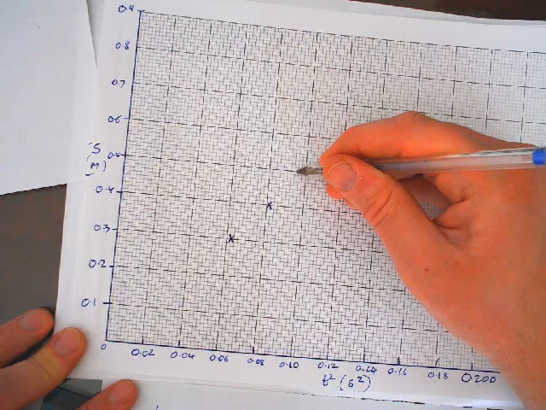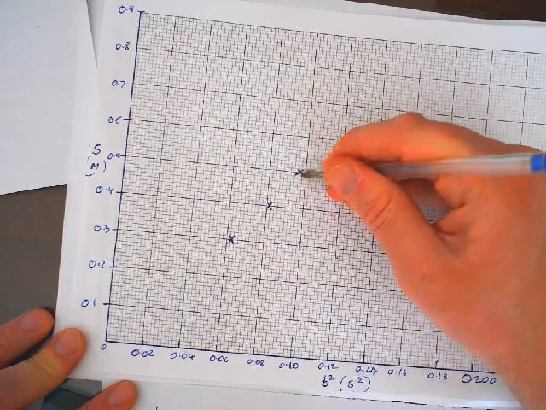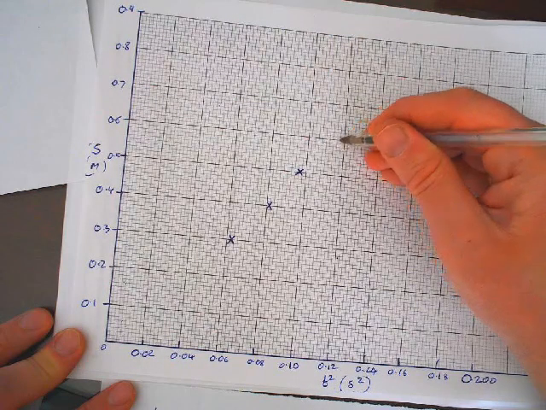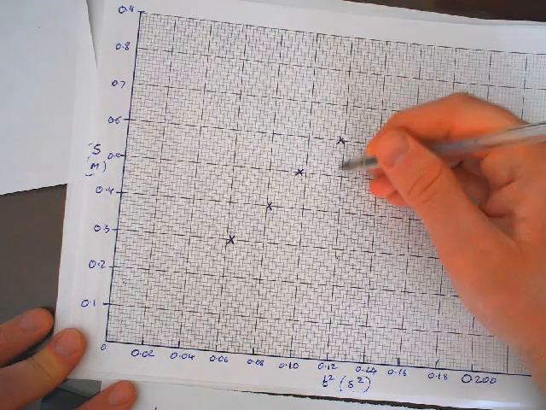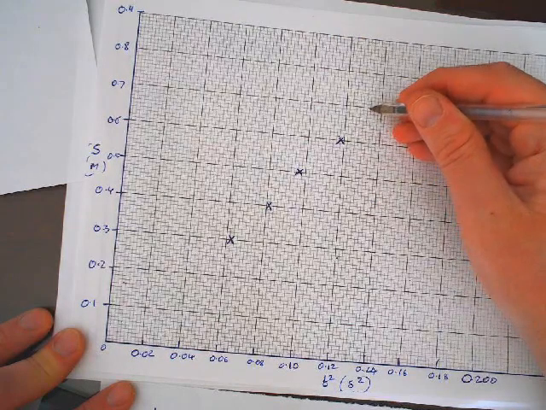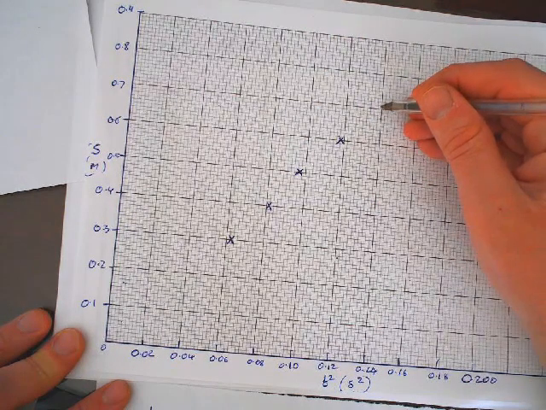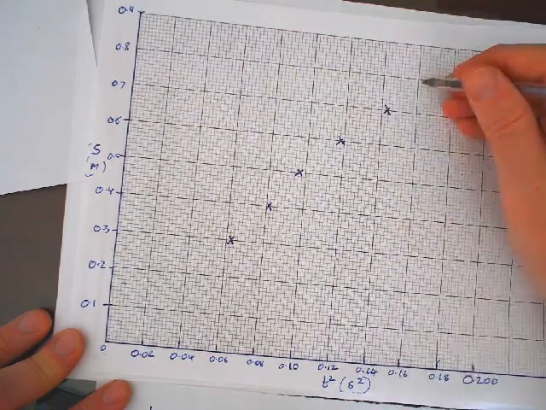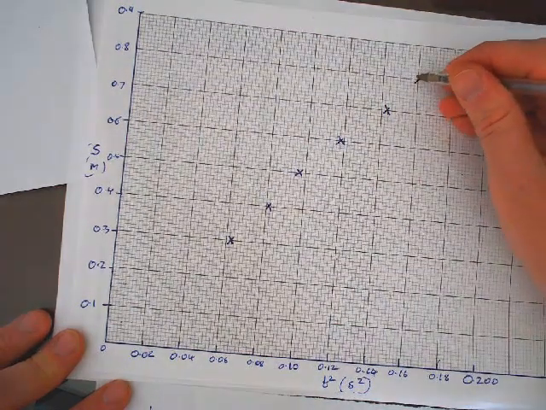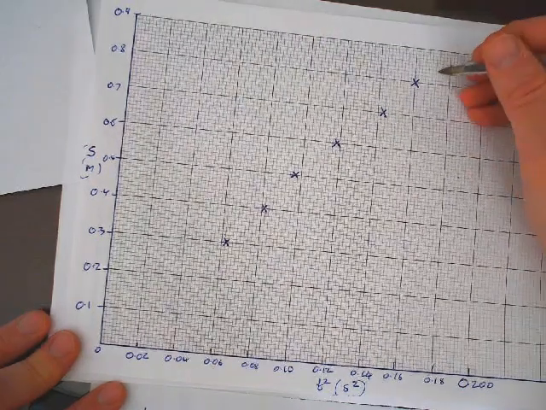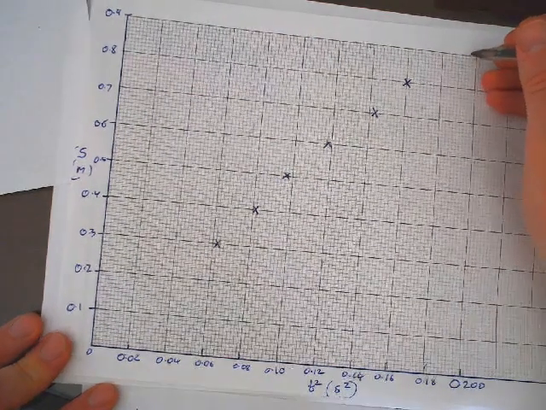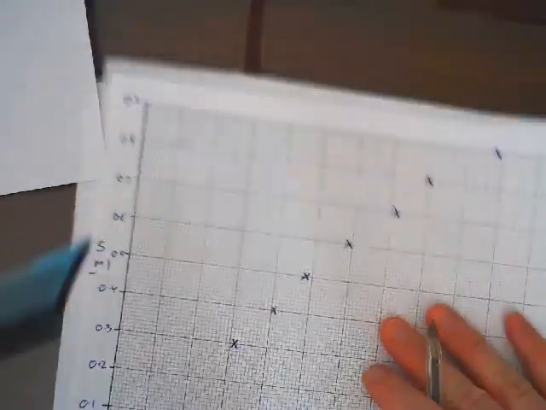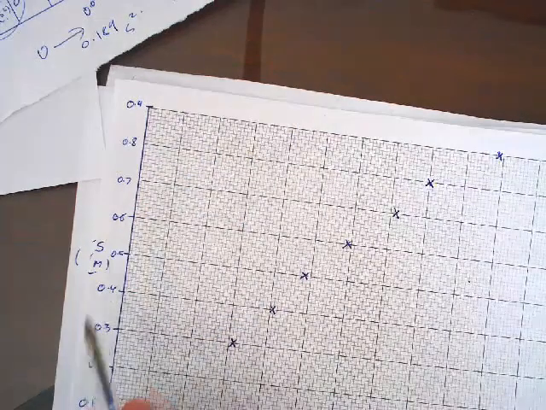0.5 meets 0.0961, so about there, give or take. 0.6 goes to 0.119, so that would be about there, maybe a little further to the right. 0.7 goes to 0.144, which is about there. 0.8 with 0.16 is nice and even on the line there. And 0.9 with 0.189, our biggest value, is kind of close to here.